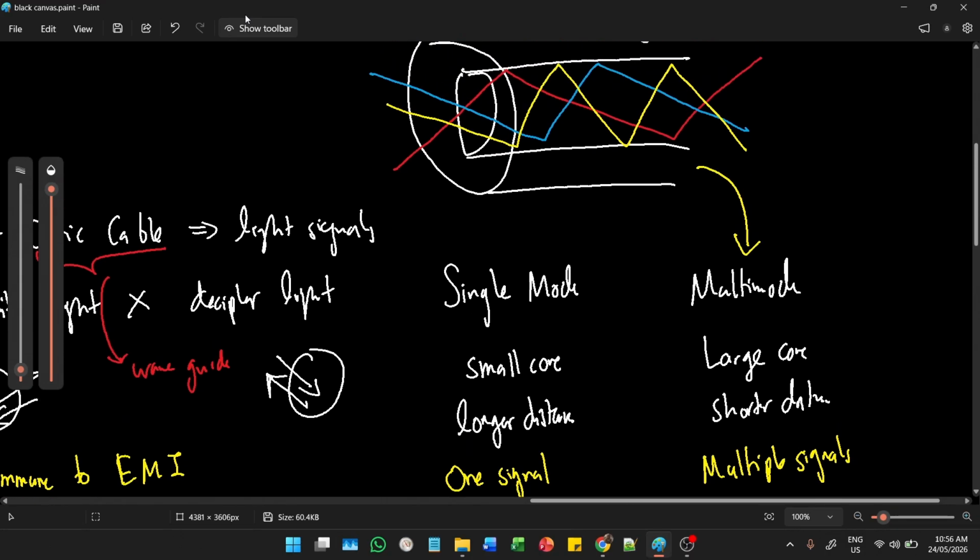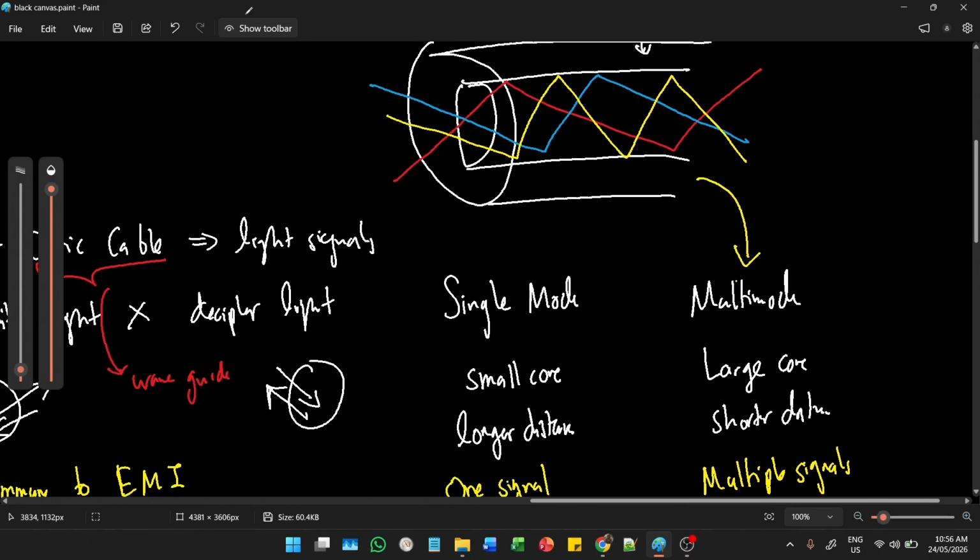So why is single mode having a singular signal and longer distance, whereas multi-mode has multiple signals and shorter distance? Well, as you can see, once you have so many signals like this, if you stretch it out for too long, you can lose some part of it, right? Hence why we use single mode for longer distances and multi-mode for shorter distances.